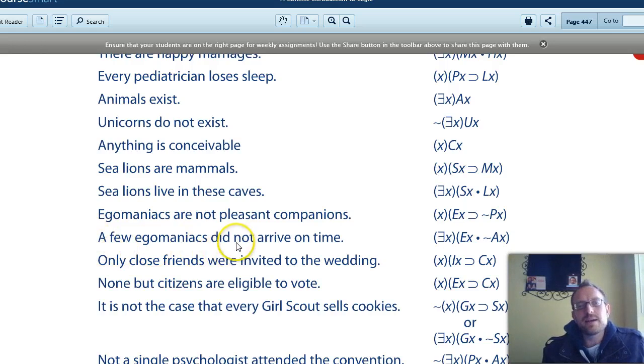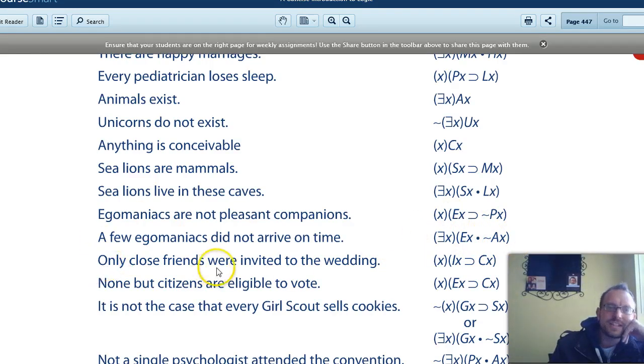A few egomaniacs did not arrive on time, right? A few egomaniacs did not arrive on time. How is that translated? Well, since we're talking about a few, we're talking about particulars, so we're talking about some that exist, right? So we have our existential quantifier. We're saying that there's an X in the universe, that X exists, that X is an egomaniac, and it is not one that arrives on time. That's what that means there, right?